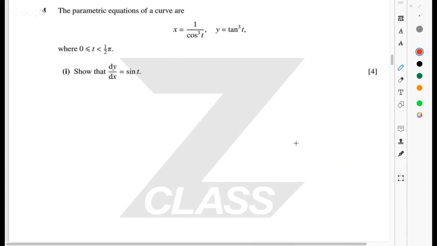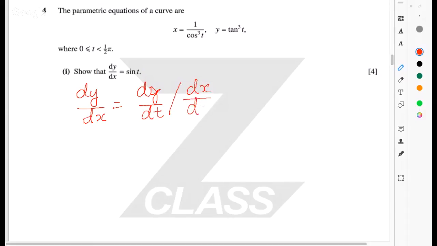Question 4, parametric equations. Well, there are 2 ways of doing the first question, but they're equivalent in principle. So when you parameterize the curve, you're introducing a new variable t. And how to get back from this parameterization to x and y is given by the formula dy by dx is equal to dy by dt divided by dx by dt.